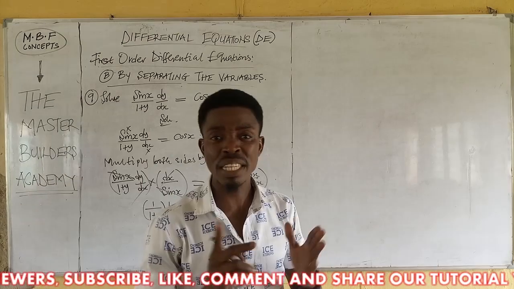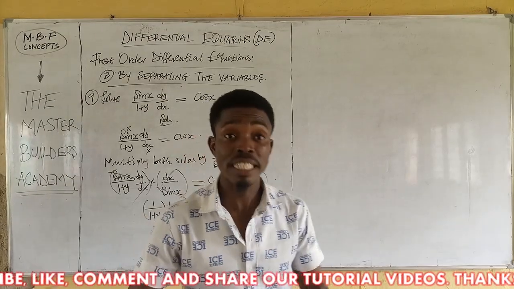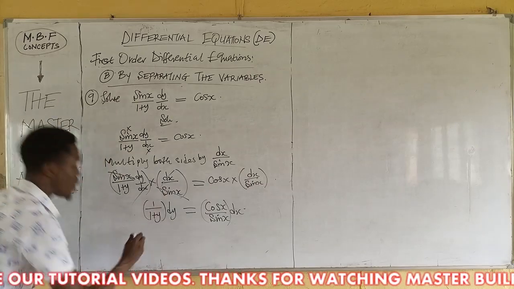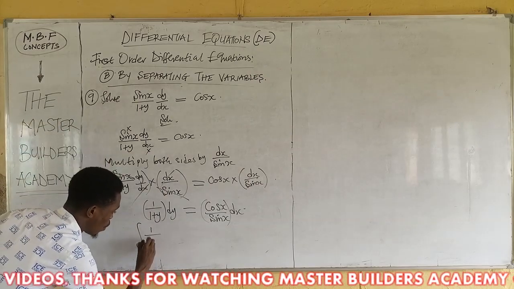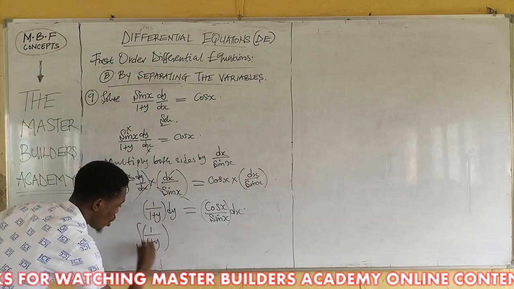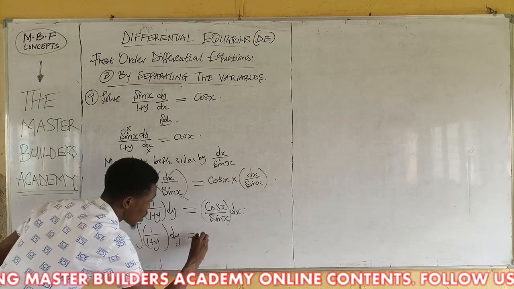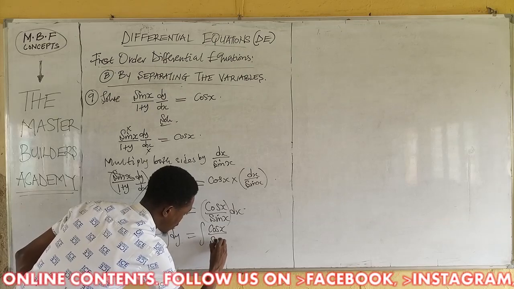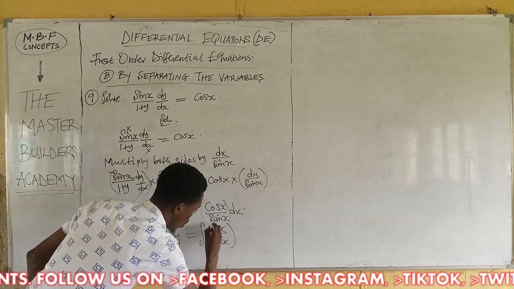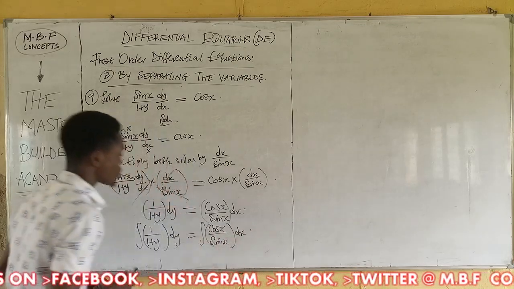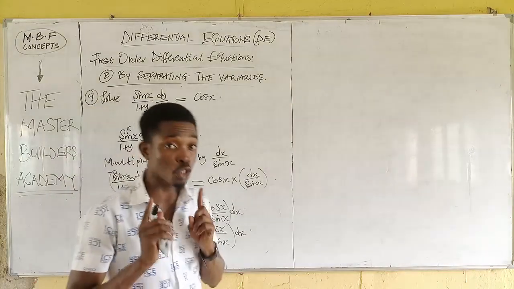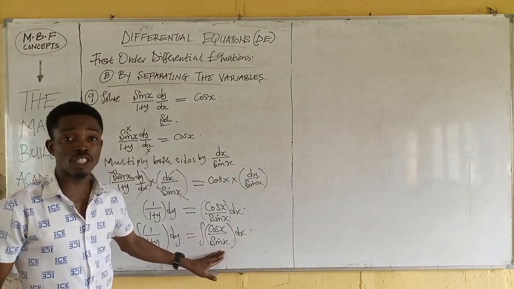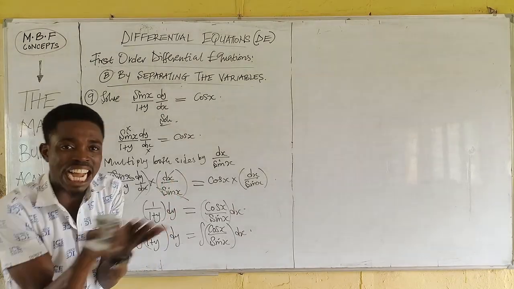Now we have separated x from y. What is the next thing, guys? Now the next thing we are quickly going to do is to introduce our integral. We will have the integral of 1 over 1 plus y dy is equal to the integral of cos x over sine x dx. Integration by substitution method, whereby you take the denominator as another letter entirely.